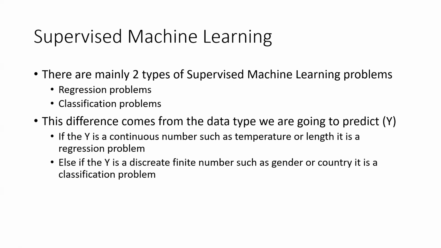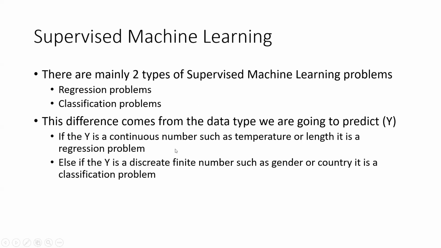In supervised machine learning, there are two types of problems. One is known as a regression problem, and the other one is known as a classification problem. The regression problem is when the y variable is continuous. So if y is a continuous number, such as temperature or length, it is known as a regression problem. That means the value that we have to predict or estimate is a continuous value.